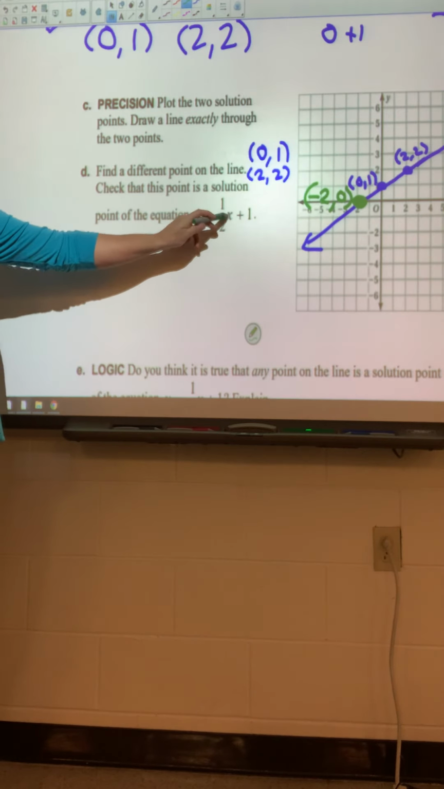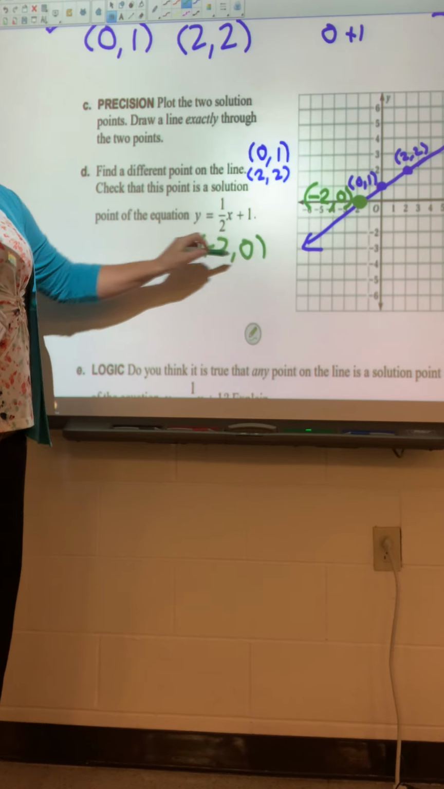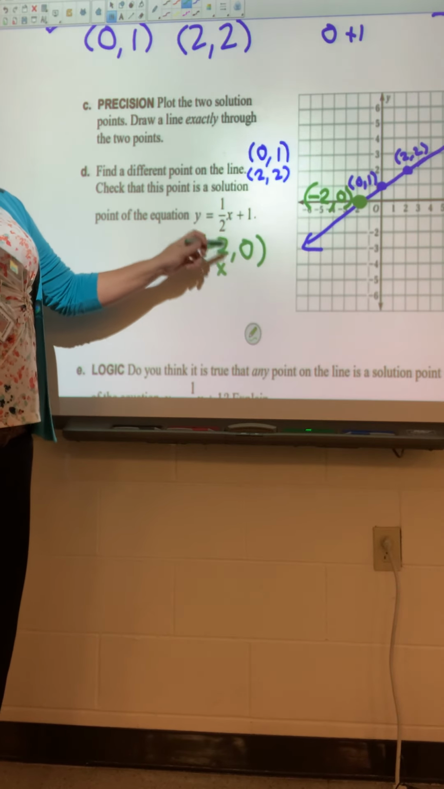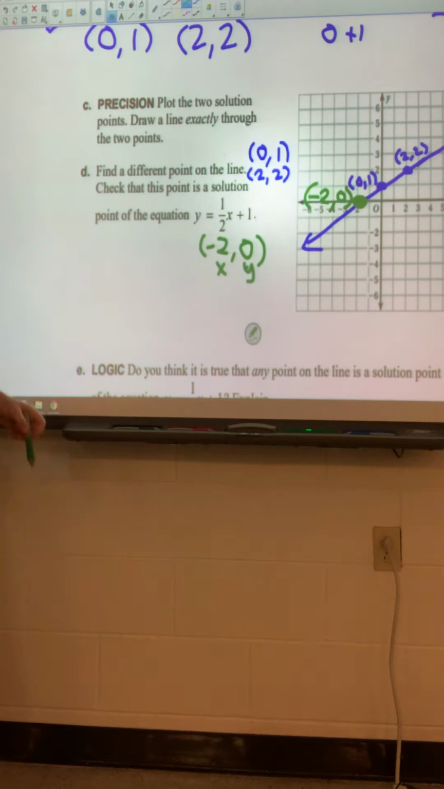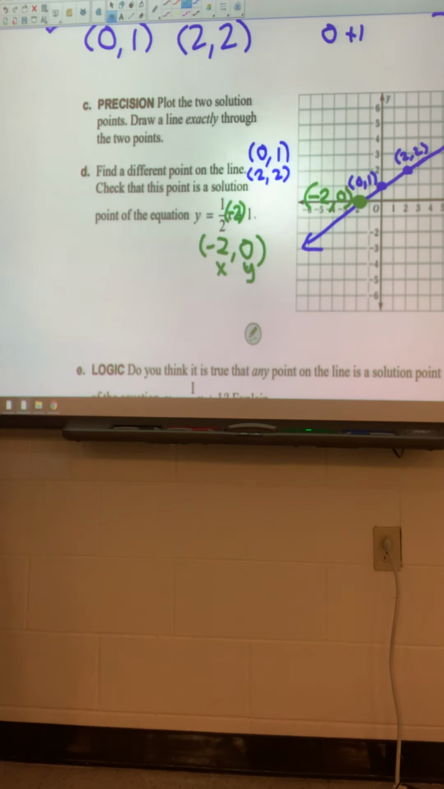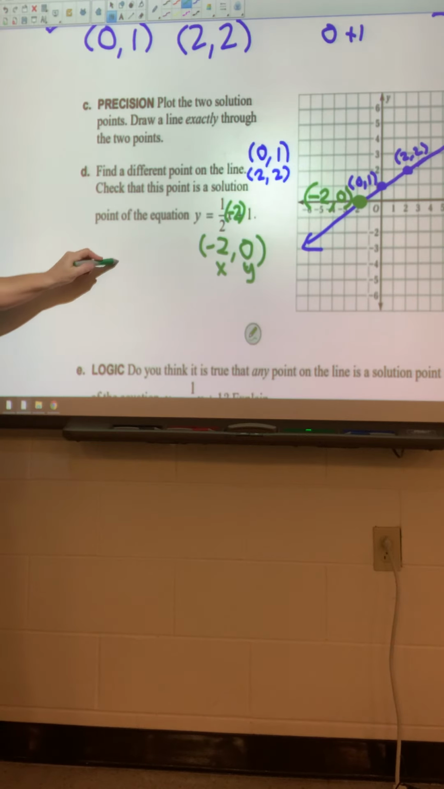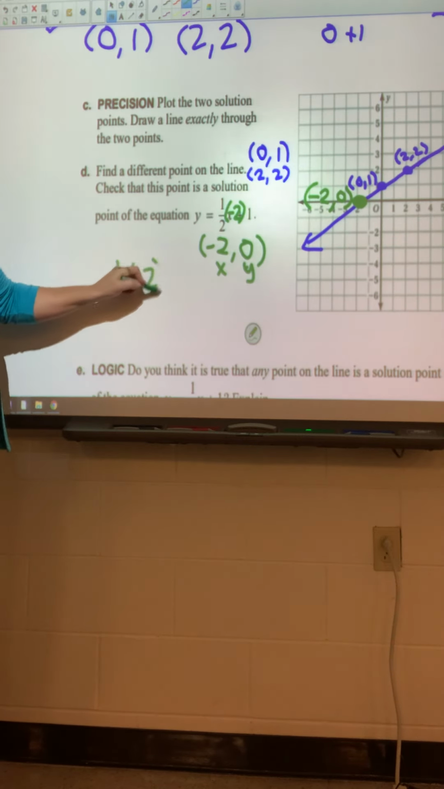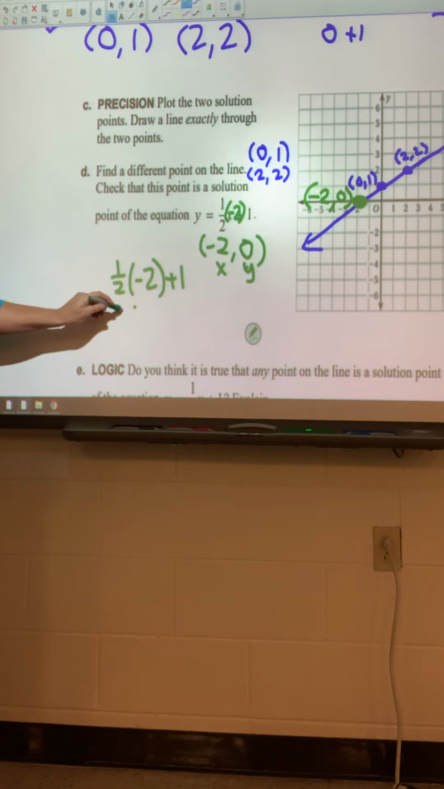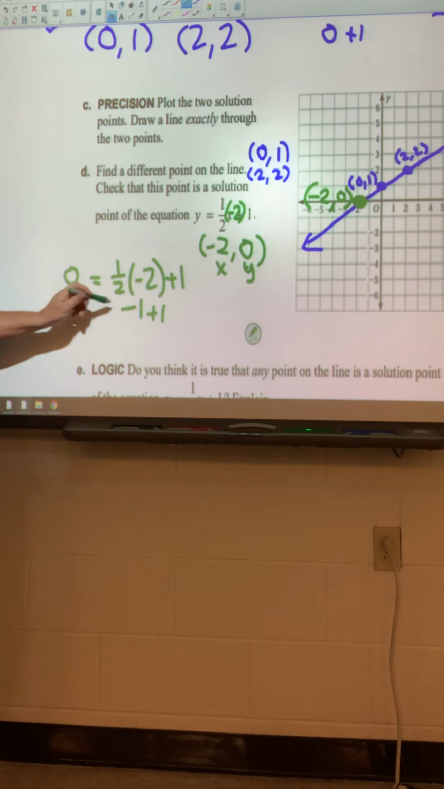All right, so then it says, let's make sure that this is a solution. If I pick -2, 0, saying that x is -2, will the y be a 0? So if I put in a -2 here, what is 1/2 times a -2? Anybody know? -1. Which is now saying, okay, is -1 plus 1 0? Yes.